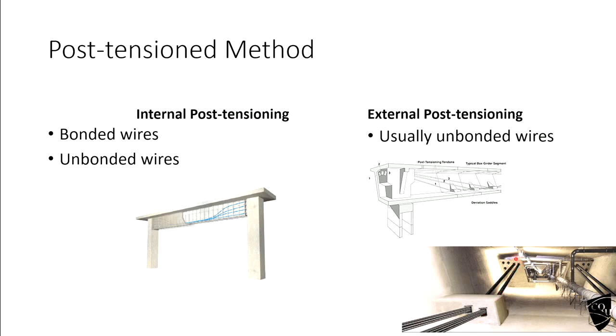They put some provisions like holes so that the wire can be inserted. So this is called external post tensioning. The other one is wires inside, internal post tensioning. The advantage with external post tensioning, since the wires or the tendons are placed outside, you should be able to reduce the section dimension, or you should have a hollow section.